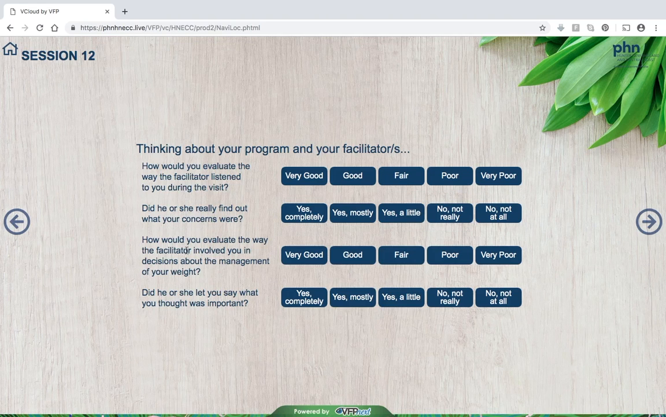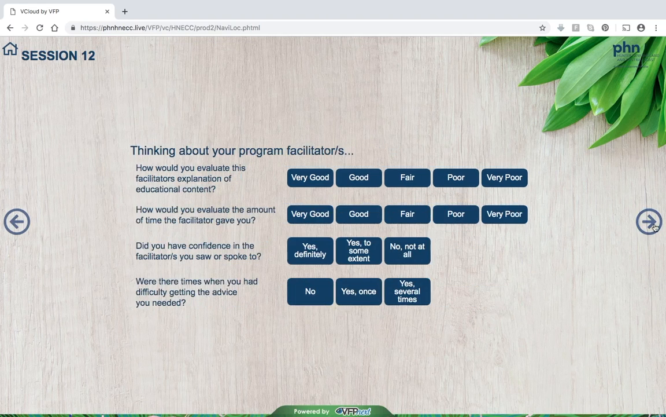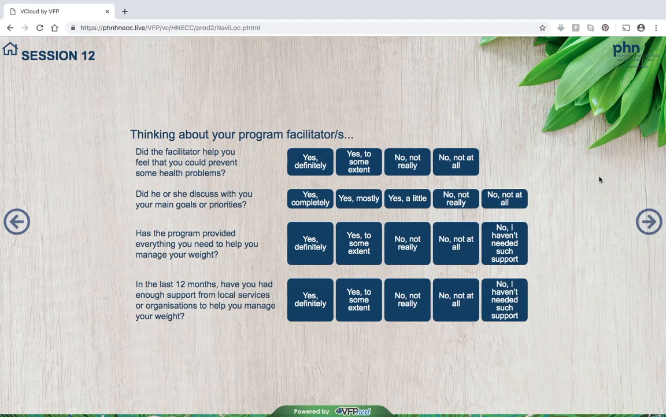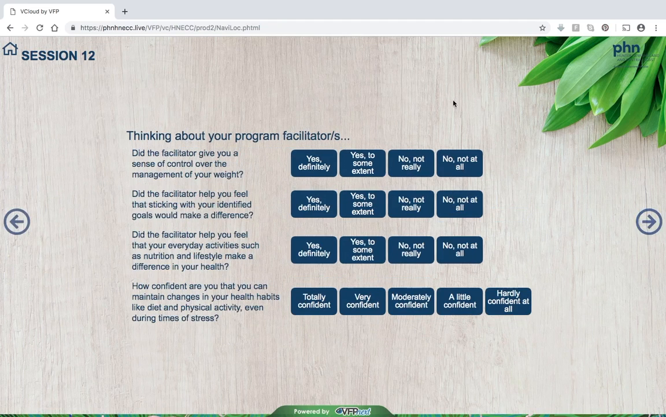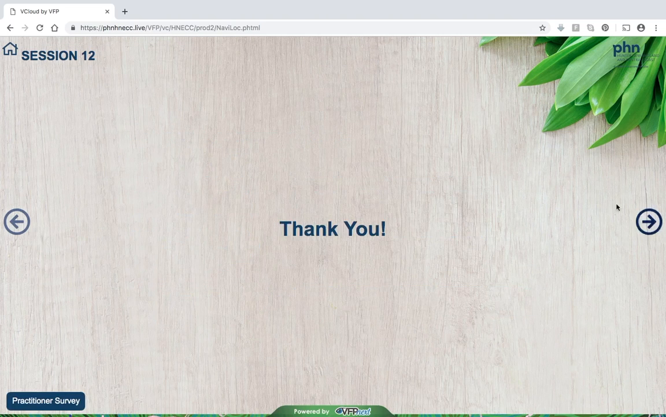Did he or she really find out what your concerns were? We move on to some other questions about the facilitator. We recommend that the patient just fill these in themselves. Again, some more questions about the facilitator. And then we thank the patient for their continued effort throughout the program. So now we come to the end of session 12.